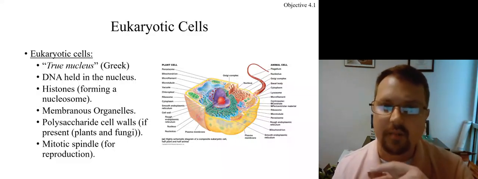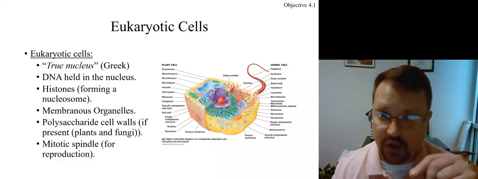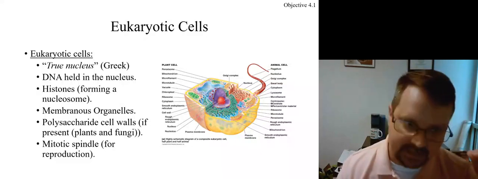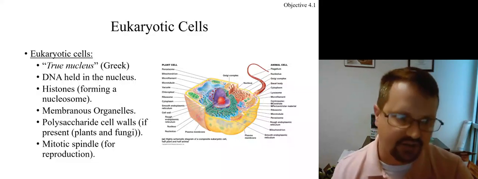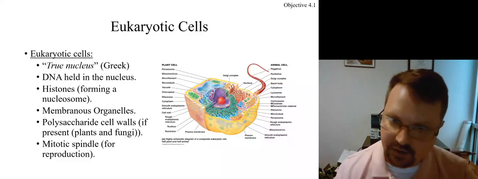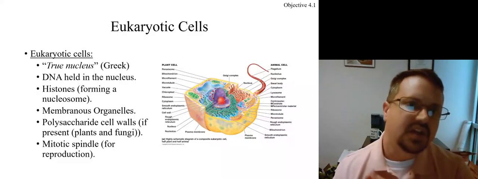If they have cell walls, it would be a polysaccharide cell wall. Plants have cellulose, and fungi have chitin in their cell walls. Those are polysaccharides, if present. There will be a mitotic spindle used in reproduction, so mitosis is something that happens.